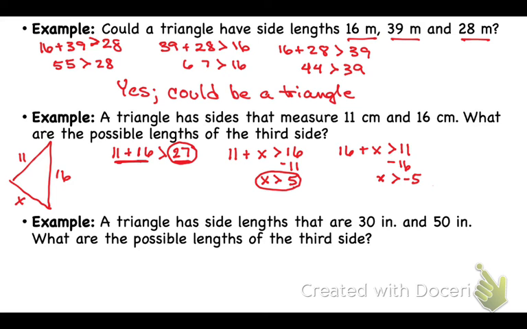So x has to be greater than negative 5, but it has to be less than what? 27. So we say 5 is less than x, which also has to be less than 27. So x has to be somewhere between 5 and 27 for this to work. Any number between 5 and 27. Can it be 5? No. Can it be 27? No. But it can be anywhere in between. So you guys try the next one on your own.